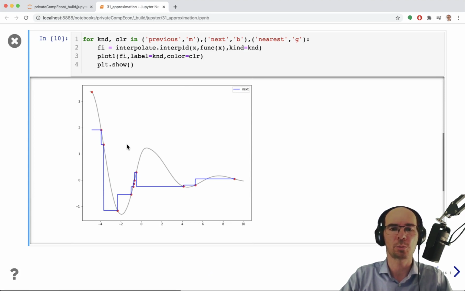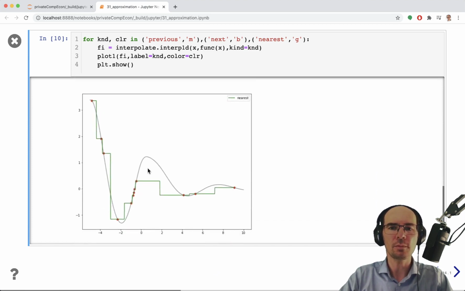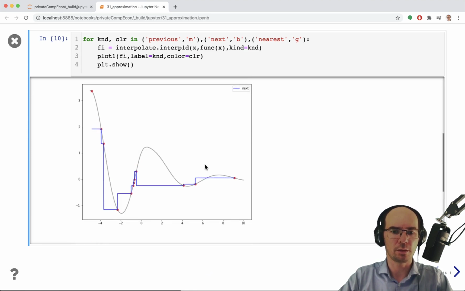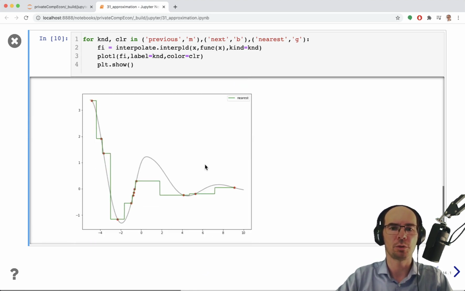This is still an interpolation, although kind of funny. I've only seen it used in theoretical derivations. And same thing with next. It is really easy to compute, though, right? So that's the beauty of it. For the nearest neighbor, you can see the steps are made exactly in between the neighboring grid points.